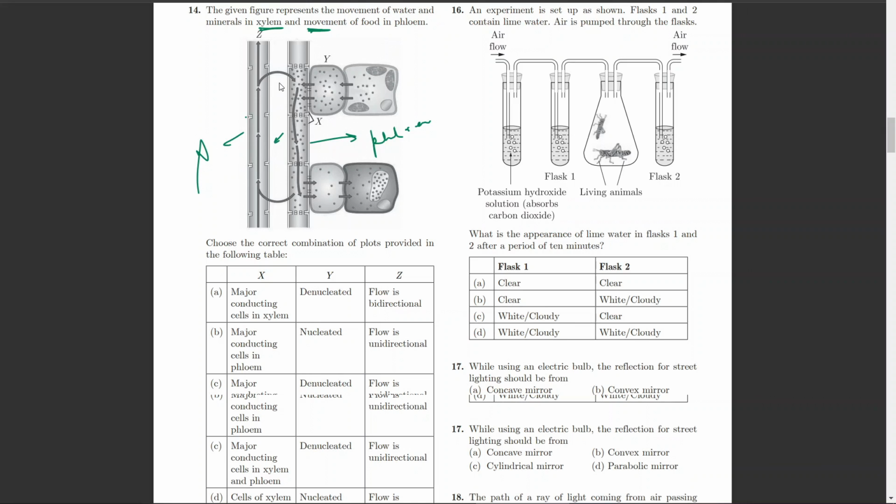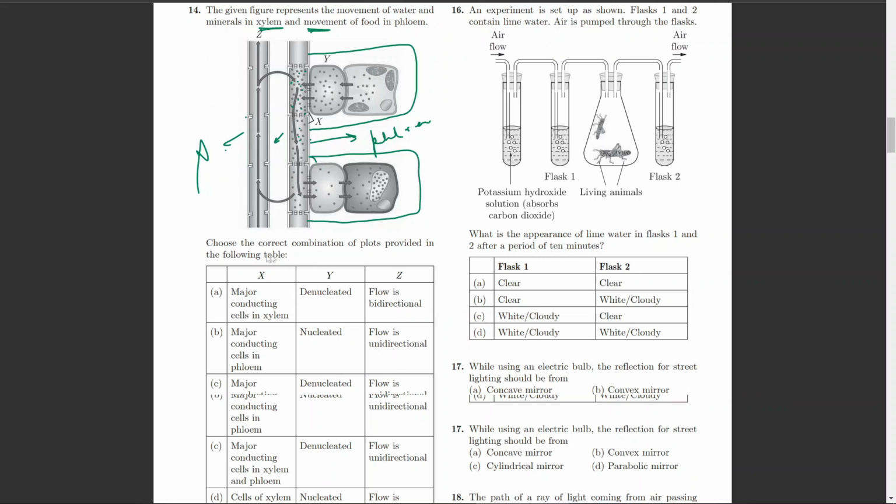If you have studied the chapter, then you must know that phloem also has a companion cell with it. So here you can see the companion cell over here, right? Also, phloem is made up of sieve tubes. As you can see, this is a sieve tube structure. So this is a phloem, this is the xylem, right?